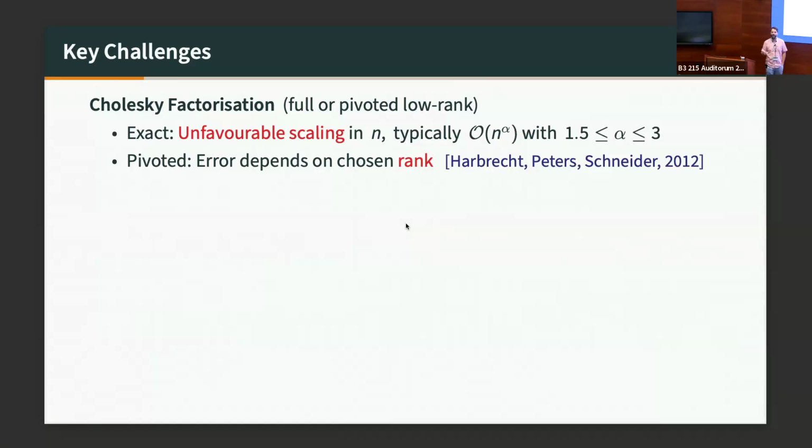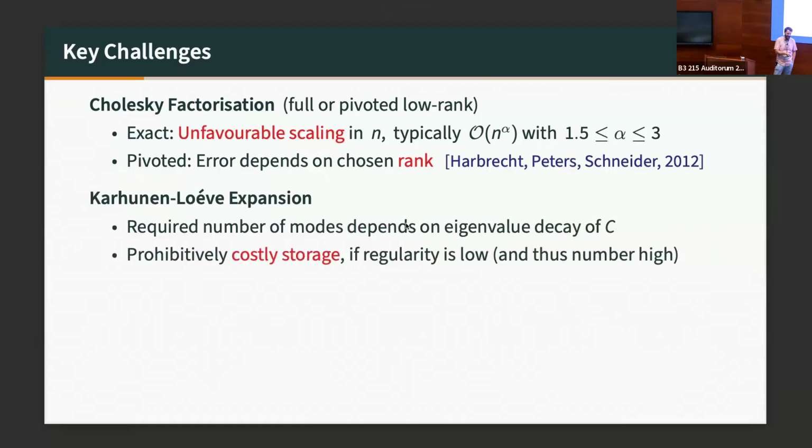If you've got a dense covariance matrix, it could be as bad as n cubed. But in general, you will have something like n to the 1.5 if you take a sparse direct solver. You can use approximate Cholesky. You can pivot and truncate after a certain number of steps, which has been analyzed in this paper by Habrecht et al. But then you need to worry about what rank to choose and how high rank you get, and that might lead you to the same problem as in the second case.